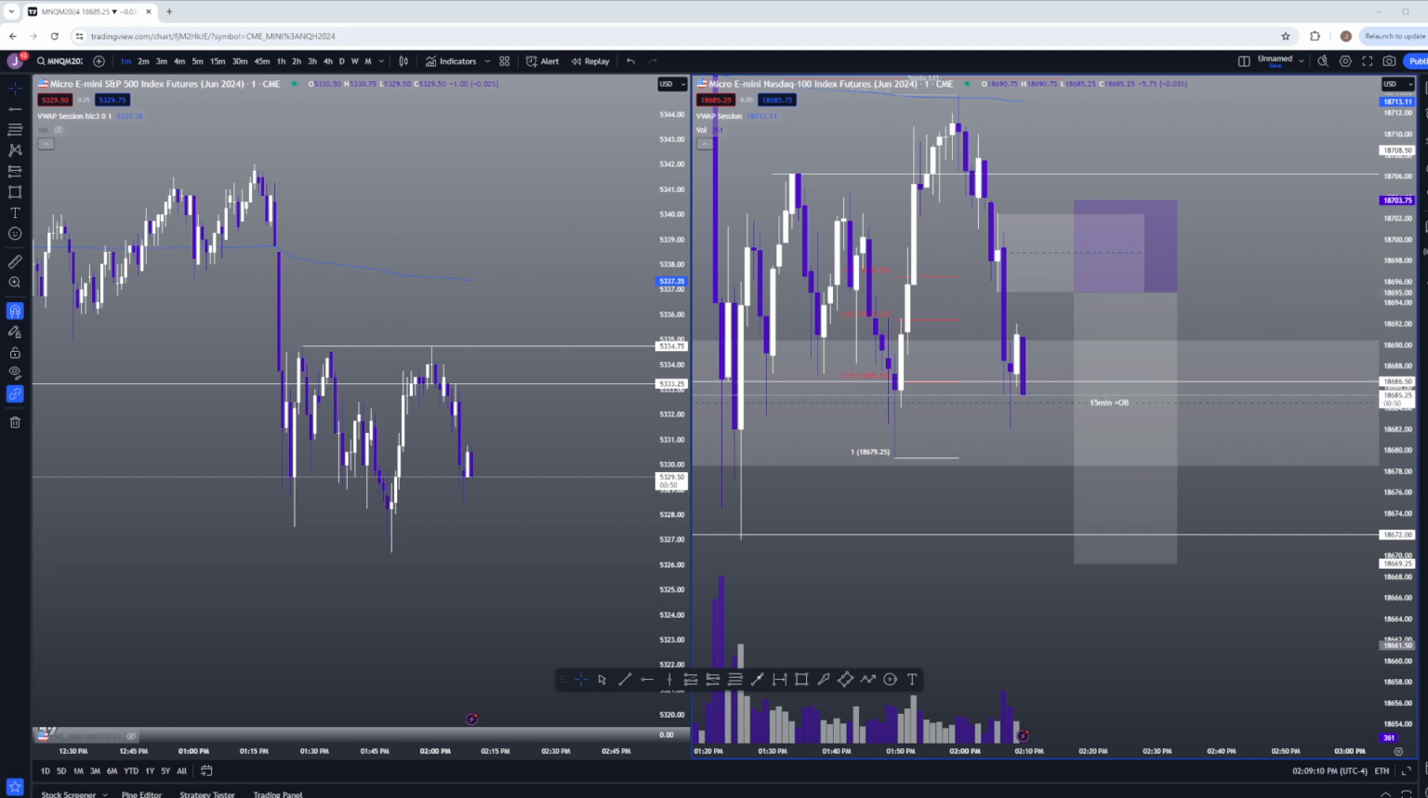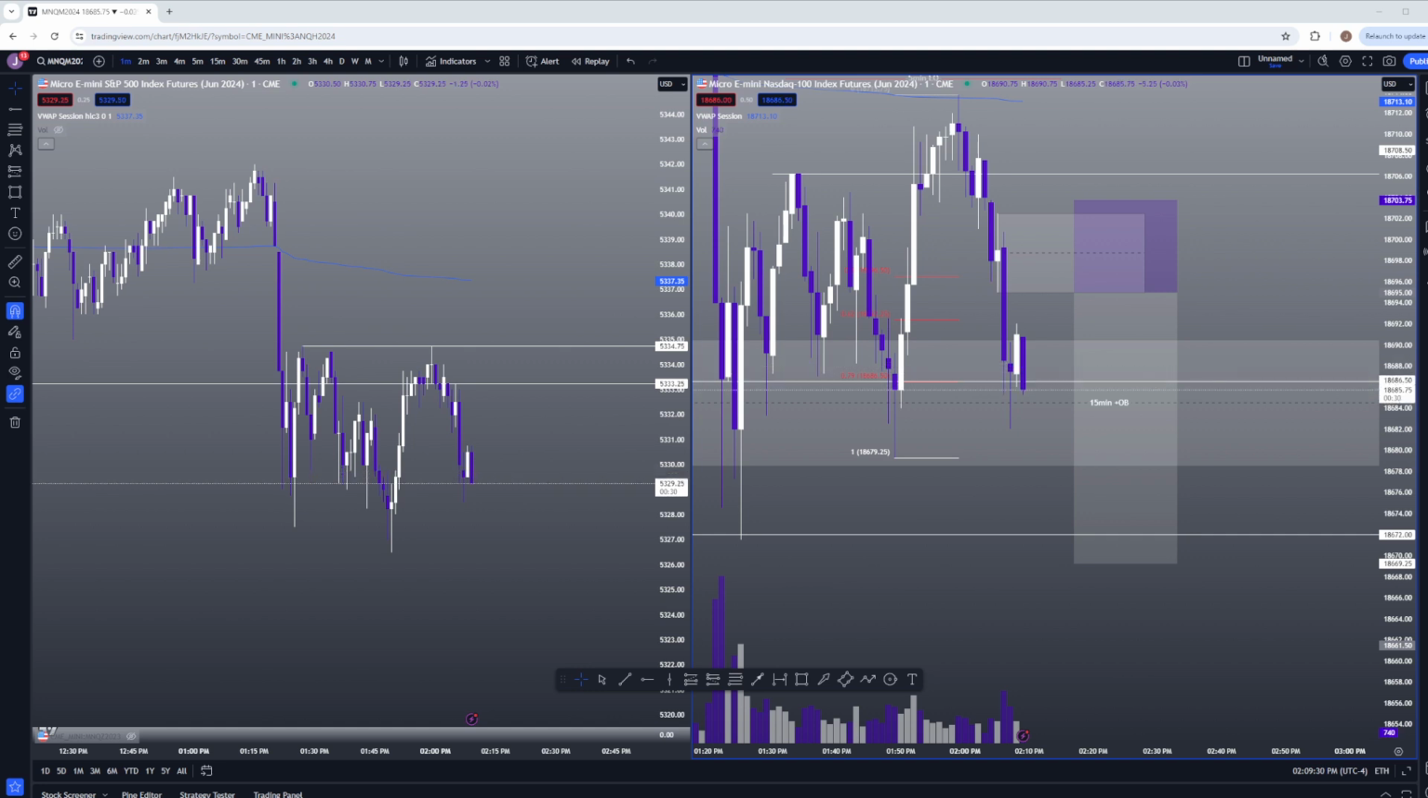Oh, okay, it just filled me. I just got in a short, but it filled me very low. I might get out and wait for a re-entry here. I'm going to get out of that. I don't know why it filled me so bad. So I'm going to wait for a re-entry now, see if I can get a better entry.